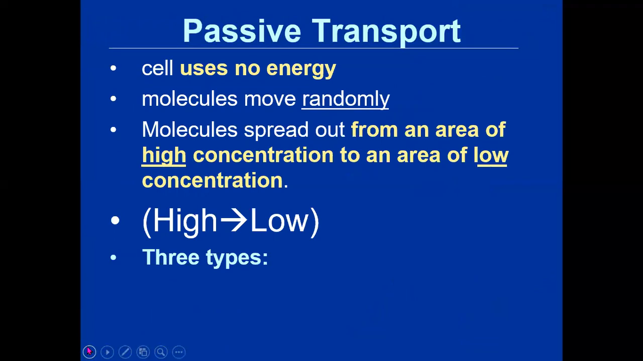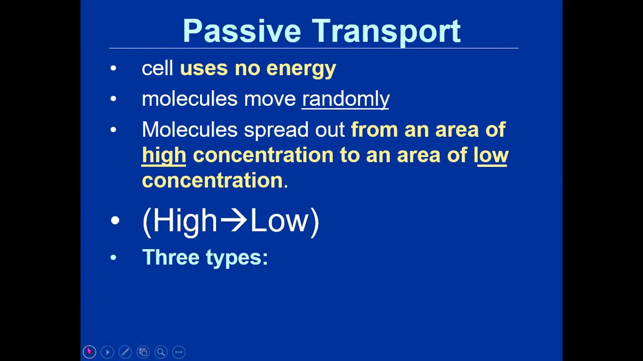The molecules move randomly. And in other words, the molecules are moving from an area of high concentration to an area of low concentration. And the movement of these molecules will actually continue until what we call a concentration equilibrium has been reached. So when the concentration equilibrium has been reached, then what that simply means is that the molecules are evenly distributed. Okay, the molecules are evenly distributed.